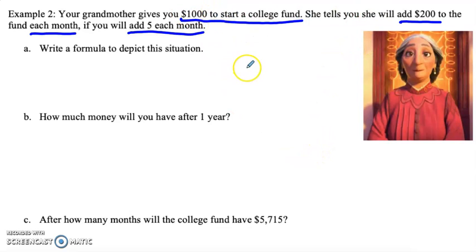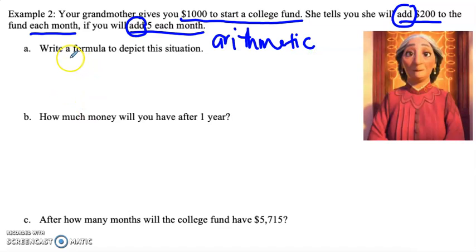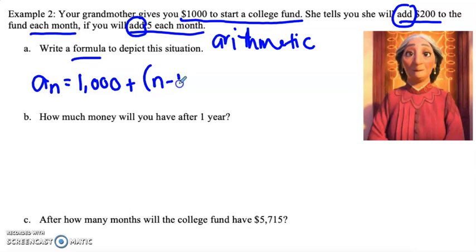All right, so in a word problem, you first have to figure out, is it arithmetic or is it geometric? Keywords like add are probably going to help you figure out it is arithmetic. Since it's arithmetic, we're going to write a formula to depict this situation. I'm going to start off with my a sub n. In my formula, you need your a sub 1, which is your first term, your starting point. Since $1,000 is what she's giving me to start off with, that's going to come first. Don't forget, in your formula, you've got your plus, we have our n minus 1, and then we're going to multiply it by the common difference.